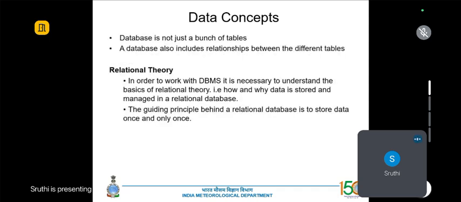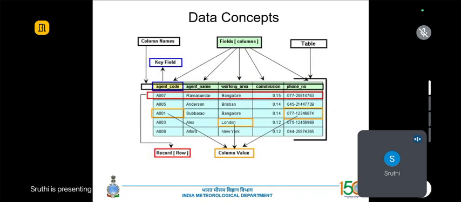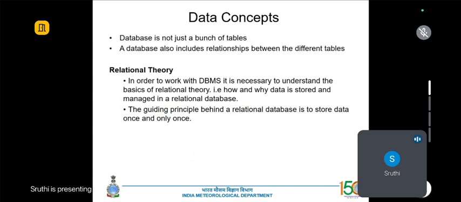We saw the basic entities, right? You have the tables. It doesn't mean that the database only has tables. It will also have relationships between the tables. Each table will be related to others. It is not a necessary condition, but mostly every table will have a relationship with other tables. This is called relational theory. In order to work with DBMS, it is necessary to understand relational theory, like how each table can be related to each other. We'll see one by one.